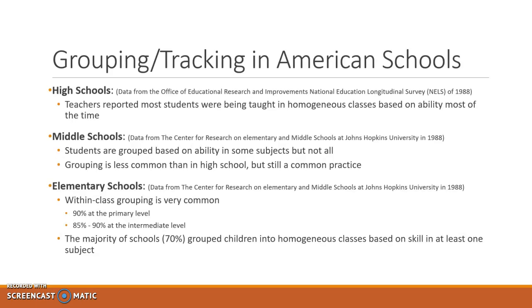Let's look at grouping and tracking in American schools. In high schools, it is reported that most students are being taught in homogeneous classes based on ability most of the time. In middle schools, we found that students are grouped based on ability in some subjects, but not all, so not quite as common as in high schools, but still a fairly common practice. In elementary schools, it was noted that there was a lot of within-class grouping. 90% of classes utilized within-class grouping at the primary level and 85 to 90% utilized within-class grouping at the intermediate level. But the majority of schools did group children into homogeneous classes based on skill in at least one subject.